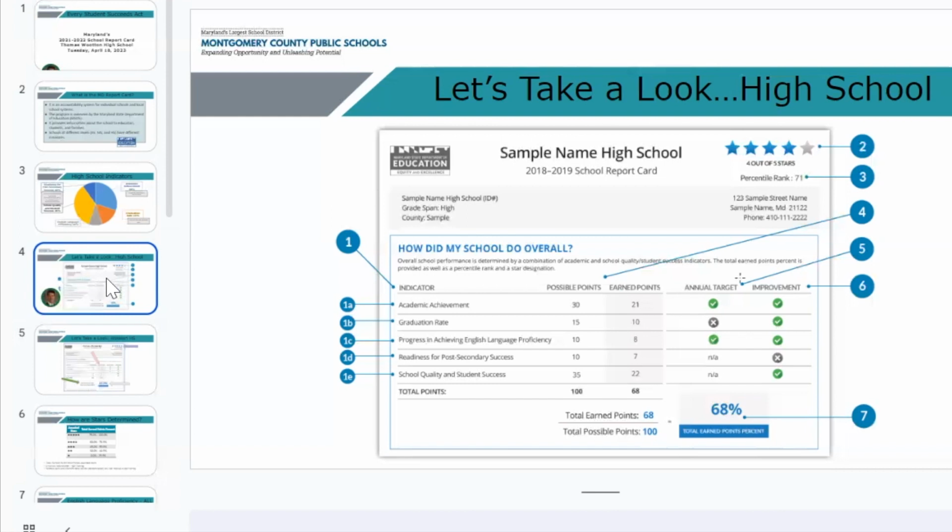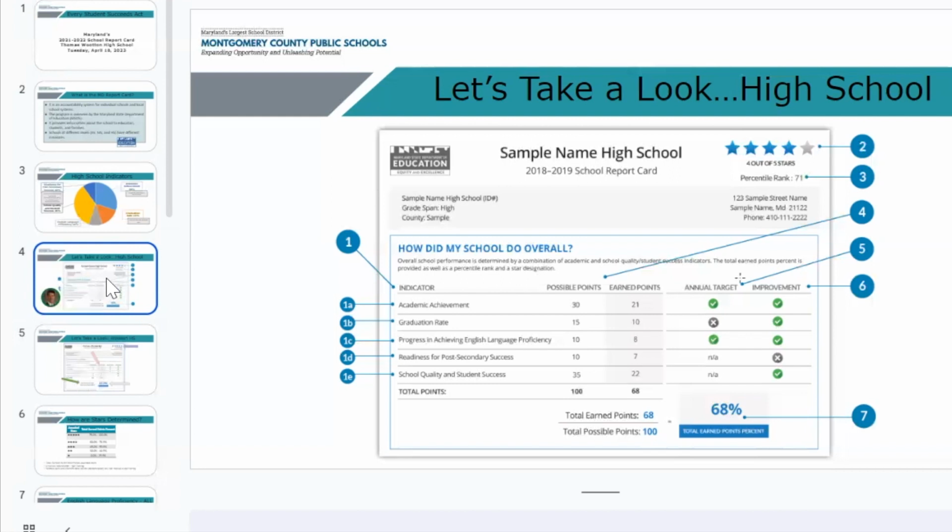The next thing you're going to see is the percentile rank, which is out of 100% based on the total number of points you can earn. In what percentile specifically did this school fall? You'll see the example school here was at 71%.